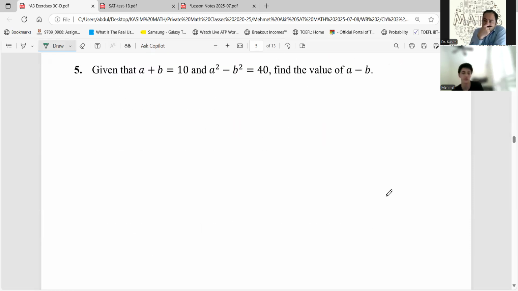Read the question. Given that a plus b equals 10 and a squared minus b squared equals 40, find the value of a minus b. Now do it in your notebook. Try to solve this in 30 seconds.